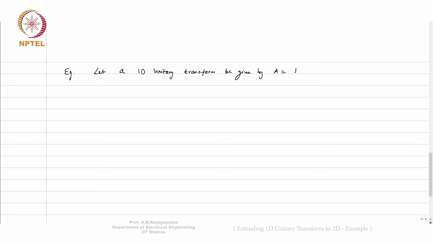A is equal to 1 by root 2 times 1, 1, 1, minus 1. Have you seen this somewhere? Well, I mean, not in terms of signal processing. Why do you want to go that far? Isn't this simply a DFT matrix of size 2, except for the scale factor?